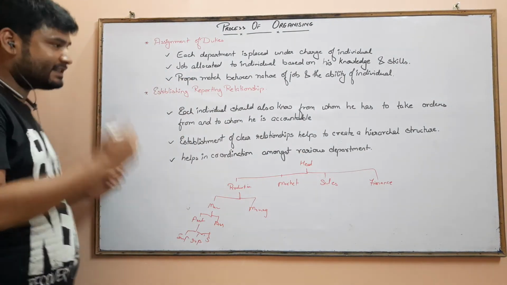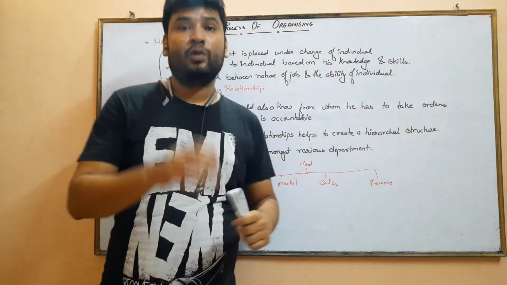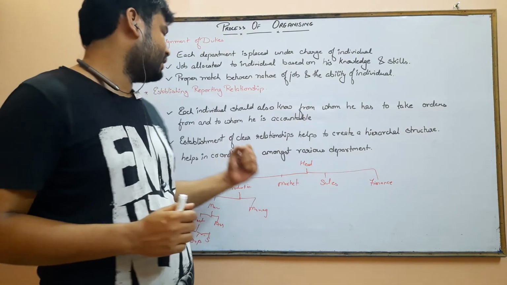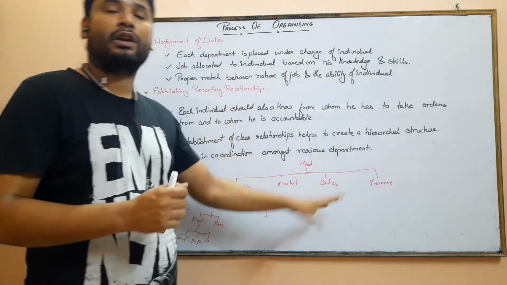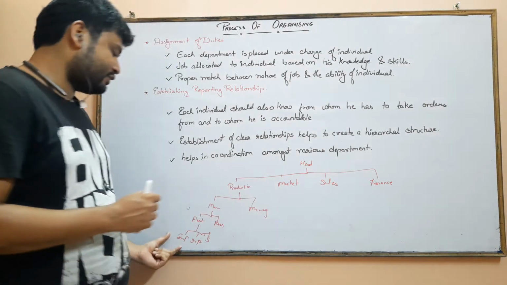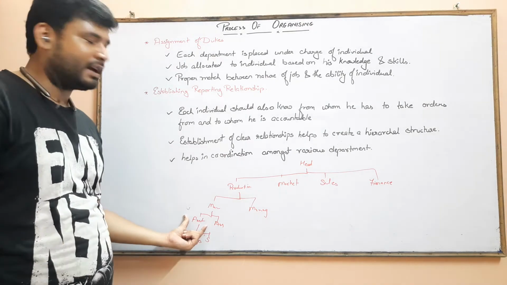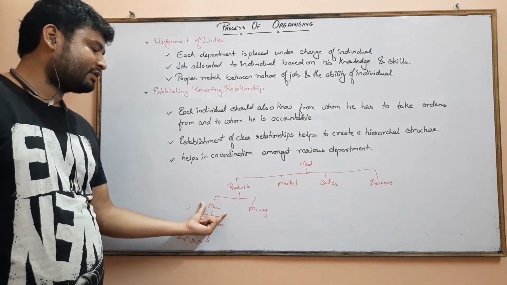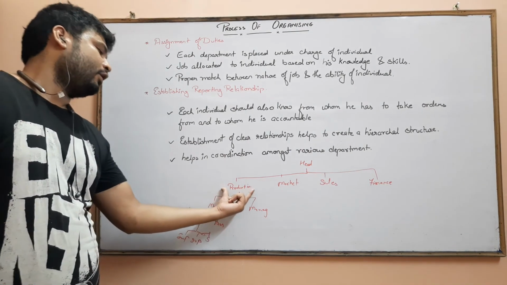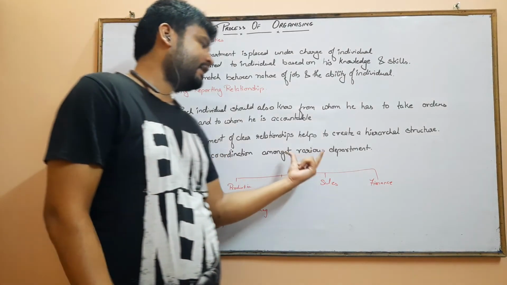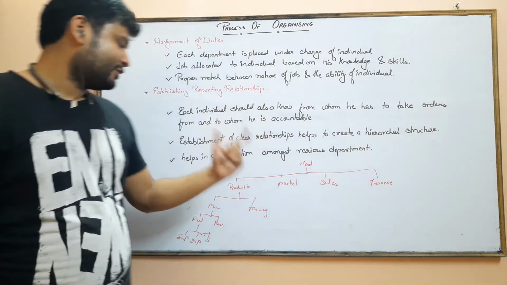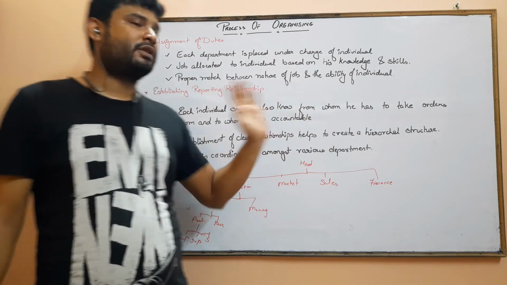So each individual should know from whom he has to take orders and to whom he is accountable. The supervisor has to take orders from the assistant managers. The assistant manager will take orders from the managers. Managers will take orders from the production head, and the production head will take them from the company's head. So every individual knows from whom he has to take orders.